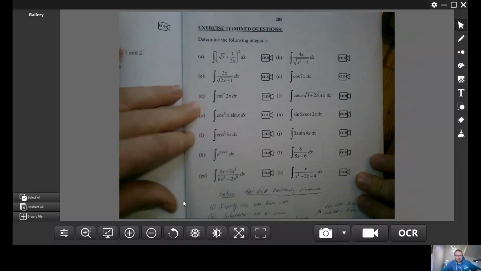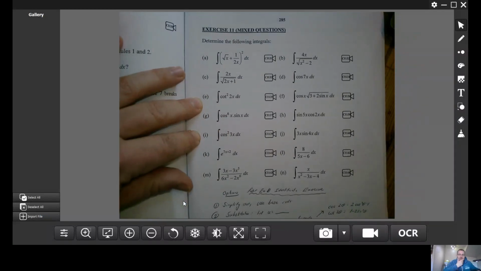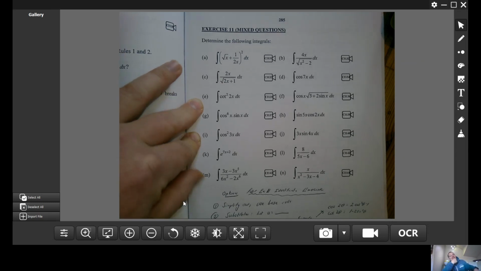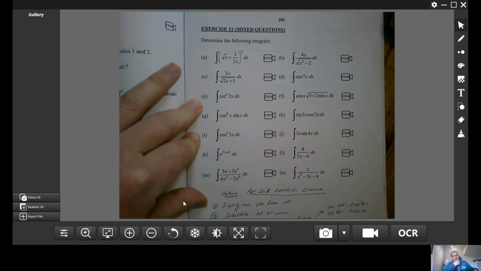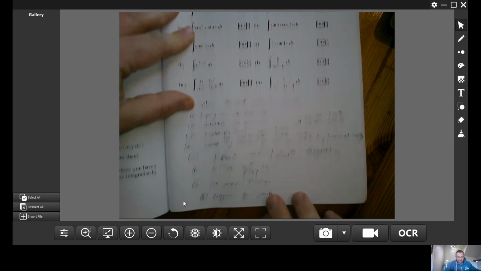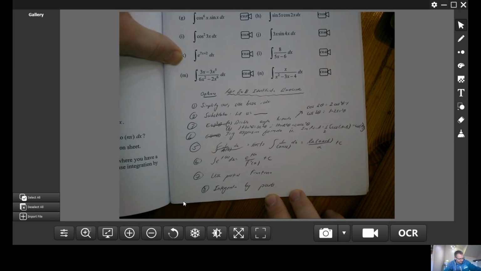Alright, guys, you need to have your textbooks open to exercise 11, mixed questions. You've got a whole lot of mixed up questions which use all the techniques that we've used so far. The most important part in integration is literally your first step, where you're able to identify what technique to use when. There's a summary on the left-hand side of the page. This is my little version of the key we're going to use.